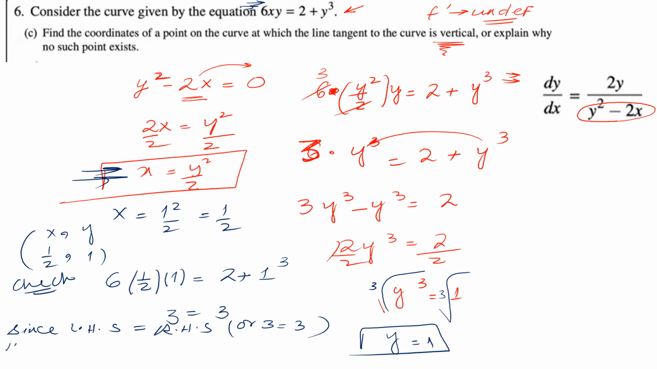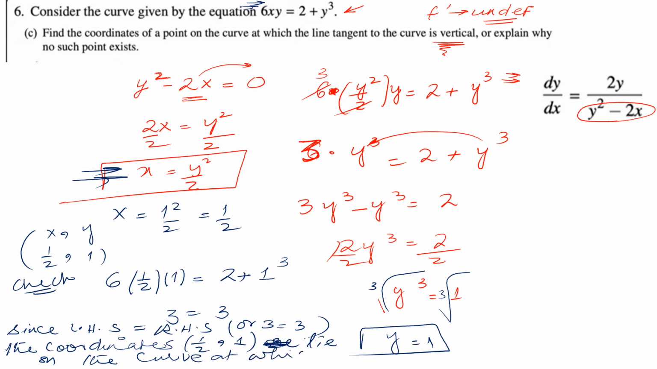there, so I can write the coordinates half and 1 on the curve are... the coordinates half and 1 lie on the curve at which the line tangent to the curve is vertical.